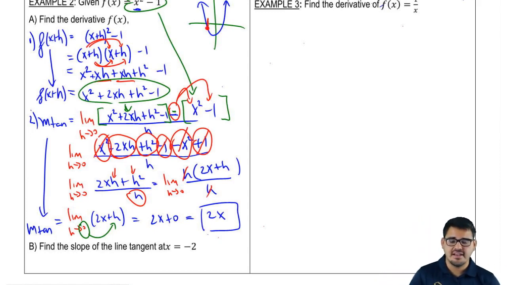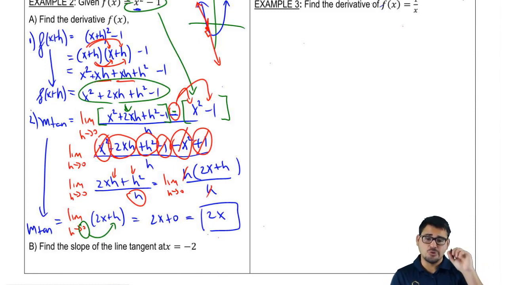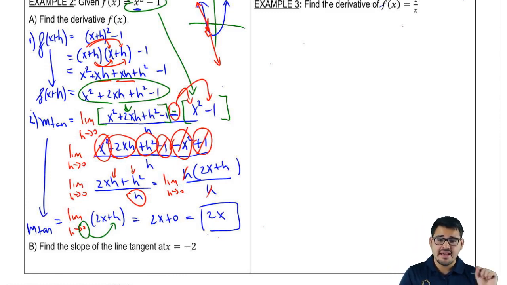It's on the negative x-axis. And I'll just draw the line tangent. Maybe it's like that. We don't have to be too specific. That is the line tangent at x equal to negative 2. But let's say I want to be exact and I want to find the slope of that line. I'm just going to input my x value, my negative 2, into my derivative.